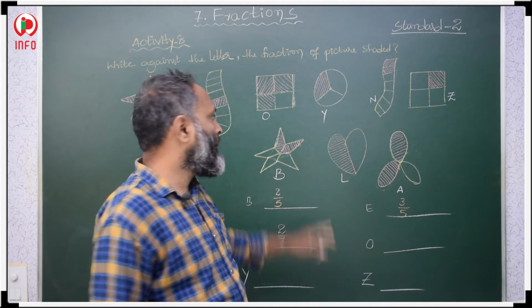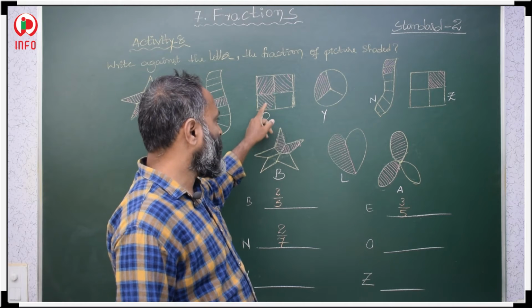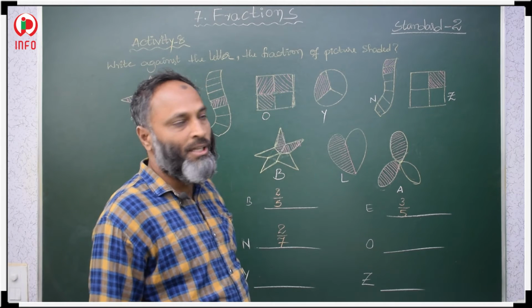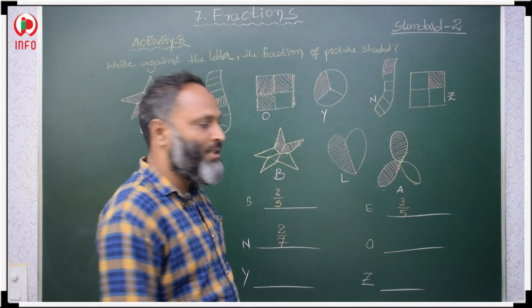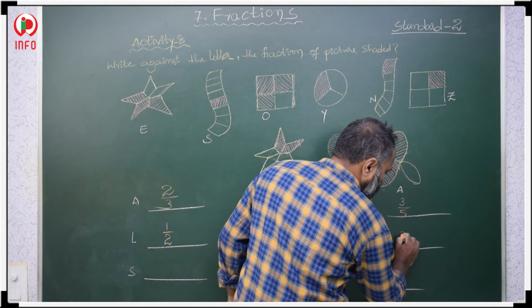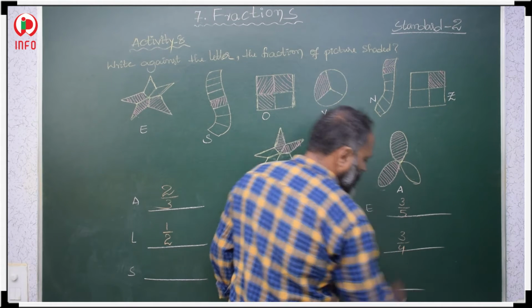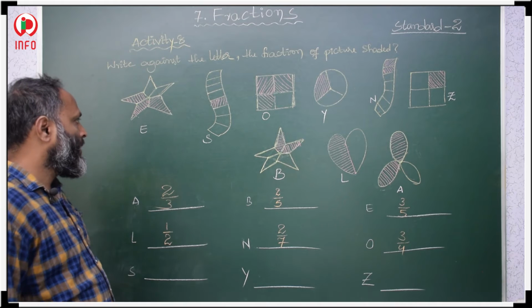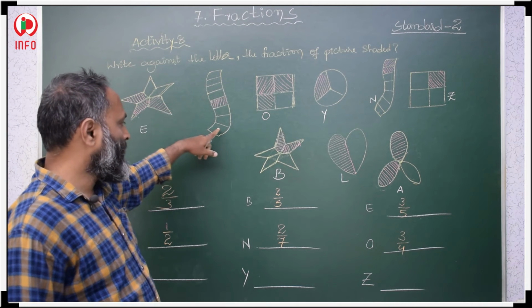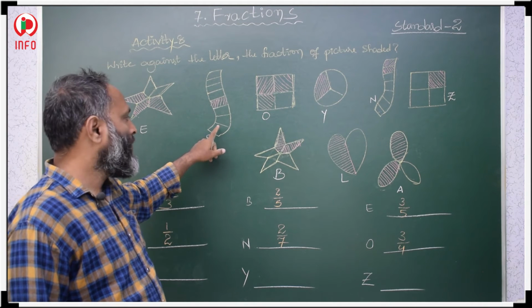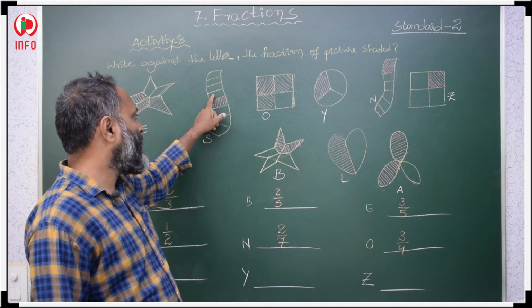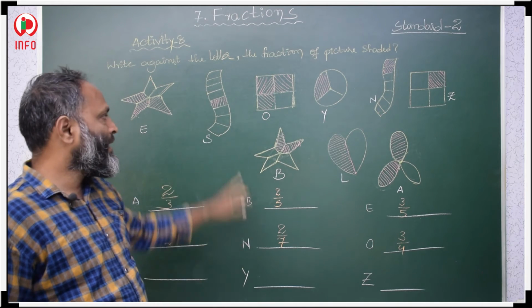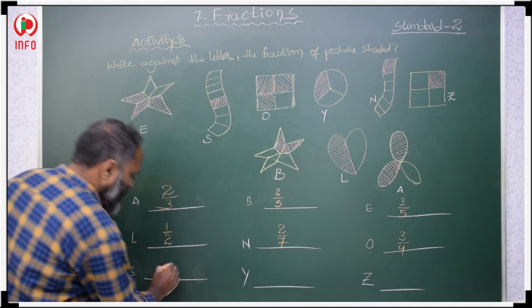After that, letter O. In this letter O, how many parts are shaded? 1, 2, 3 parts are shaded out of 4 parts, that is 3 by 4, that is 3 quarters. Next, S. In the strip S, how many equal parts in total? First you count. 1, 2, 3, 4, 5, 6, 7, 8. In 8 parts, 1 is shaded, that is 1 by 8.